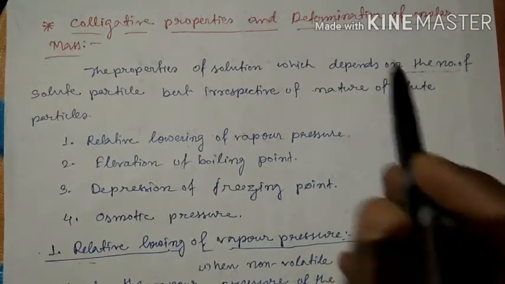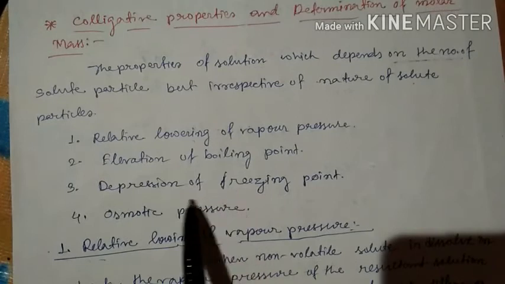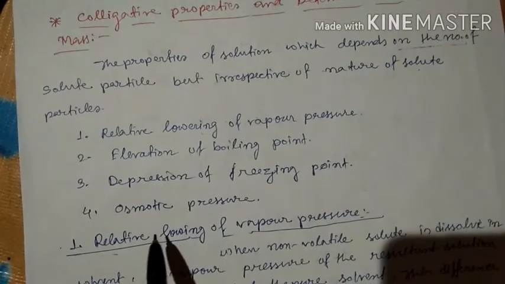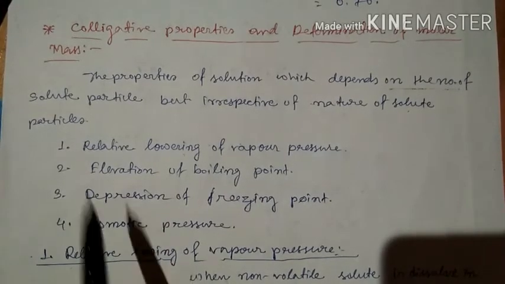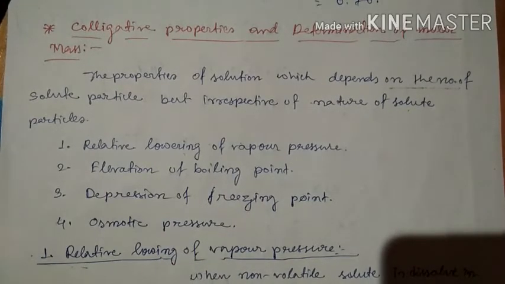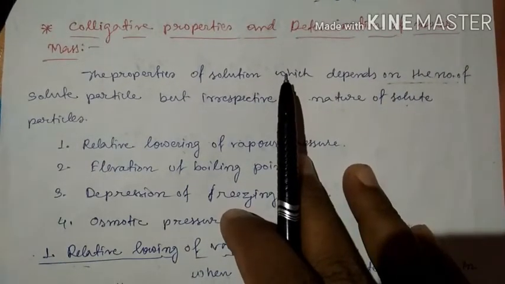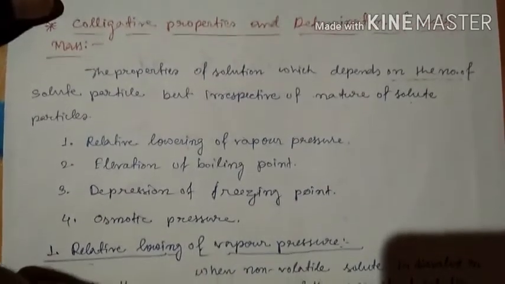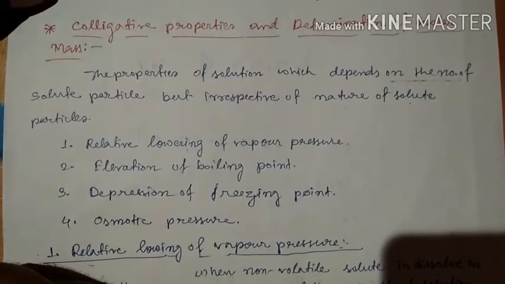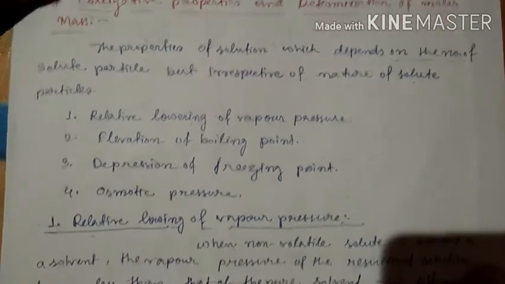We have some colligative properties: relative lowering of vapor pressure, elevation of boiling point, depression of freezing point, and osmosis, that means osmotic pressure. From these four properties, we can determine the molar mass of the solute or the given substance. So a colligative property depends on the number of solute particles, not on their nature.